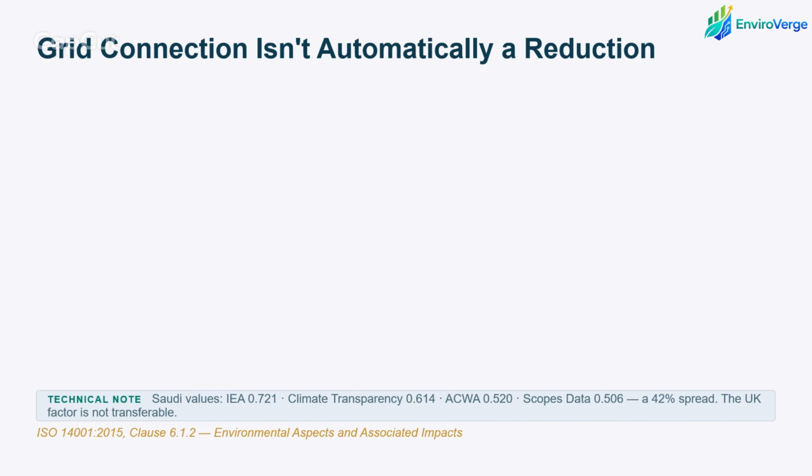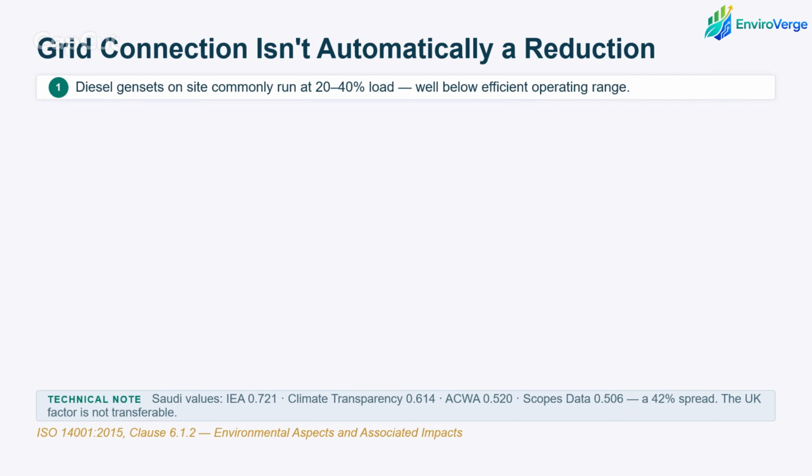Lever 2. Temporary power. And this is the one I promised you. Diesel gensets on site commonly run at 20 to 40% load, well below their efficient operating range. Load factor matters here. A generator running at a quarter of its capacity burns far more fuel for every unit of electricity it delivers. So, switch to grid power then?